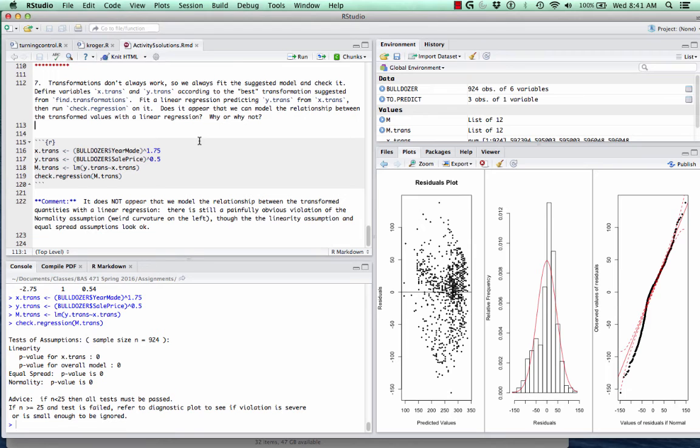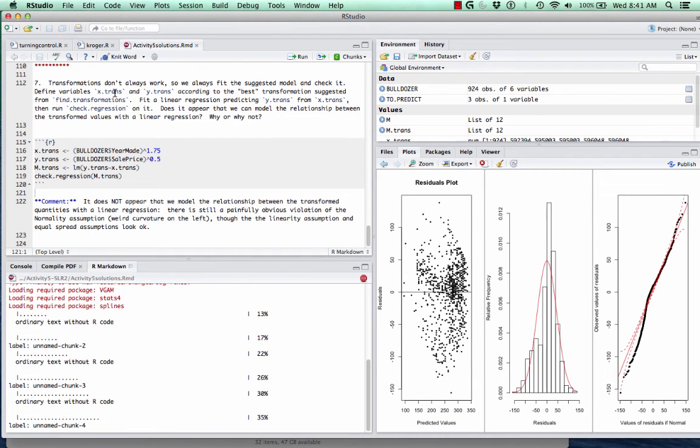That's all right. Not all relationships can be modeled with simple linear regressions. There are ways to approach this from a completely different angle. We'll cover that at the very end of the course. But there we go. So we are done. Let's make sure that this knits.